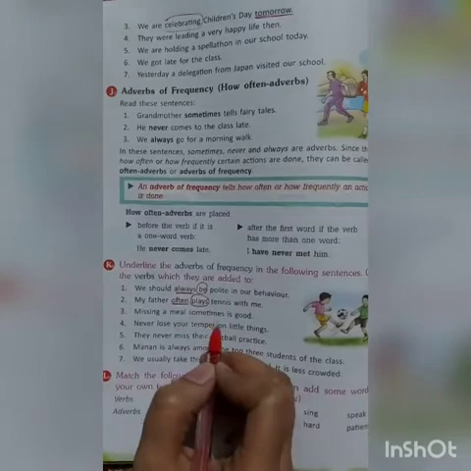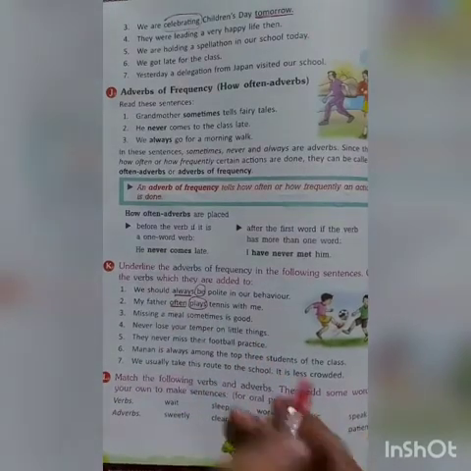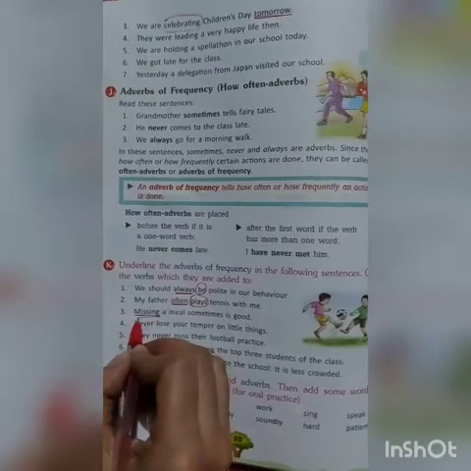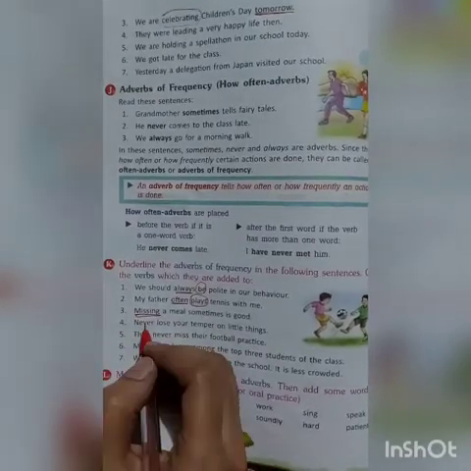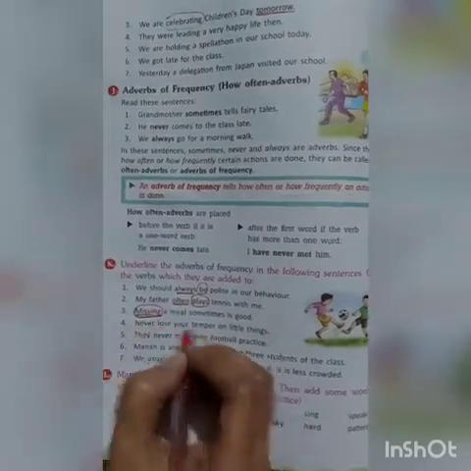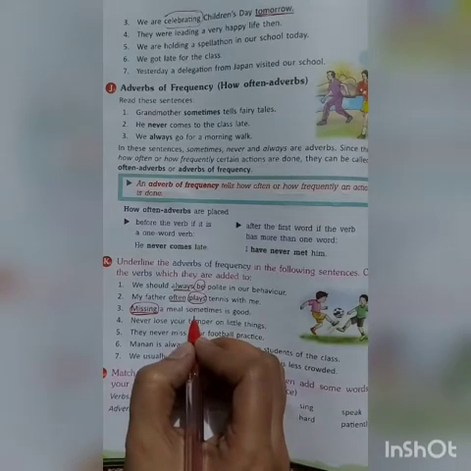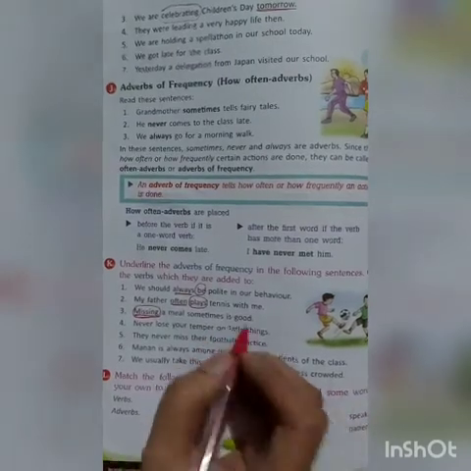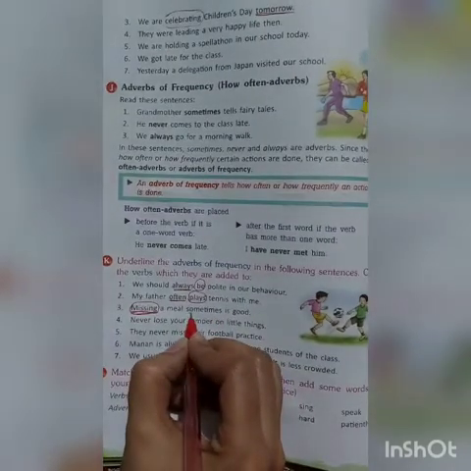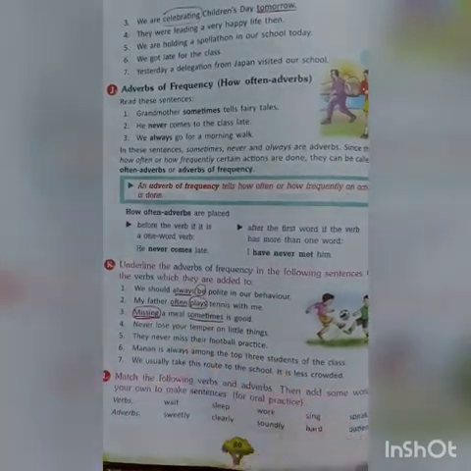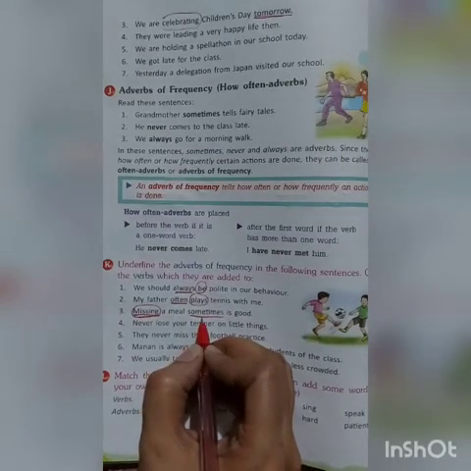Okay. Next, missing a meal sometimes is good. Now here, missing is the verb. So we'll circle it, missing. And sometimes tells us how often missing a meal is good. So sometimes is the adverb of frequency. So if I say how often is missing a meal good, the answer will be sometimes.